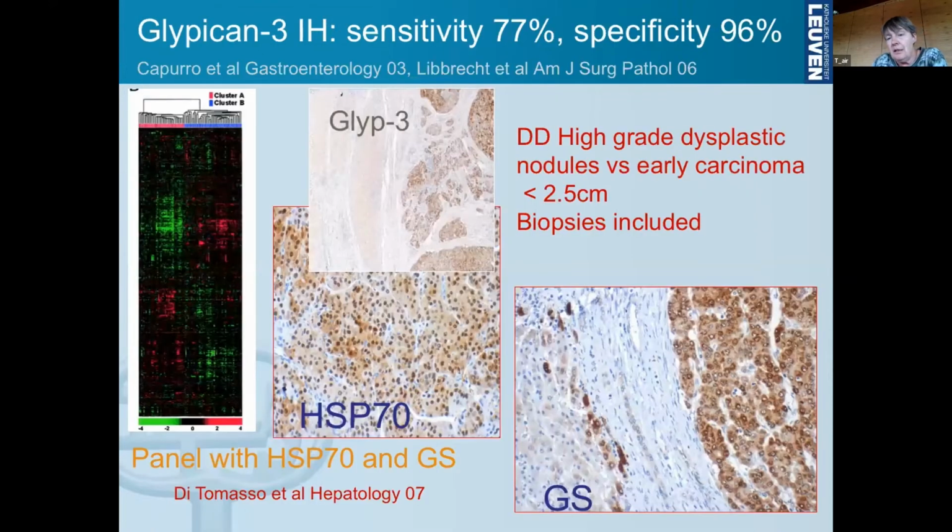Luckily, it's not only on morphology that we have to judge. We also have some immunohistochemical markers that came out from molecular diagnostic features on lesions that we all agreed on that were low grade, high grade, or early cancer. These markers are glypican-3, heat shock protein 70, and glutamine synthetase, which are very useful as diagnostic markers to differentiate dysplastic nodules from early carcinoma.